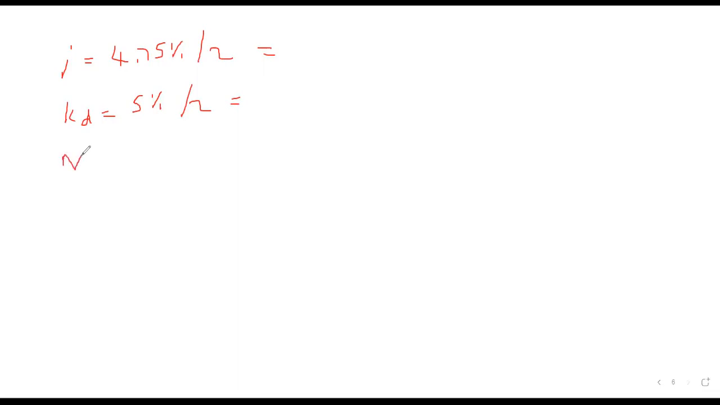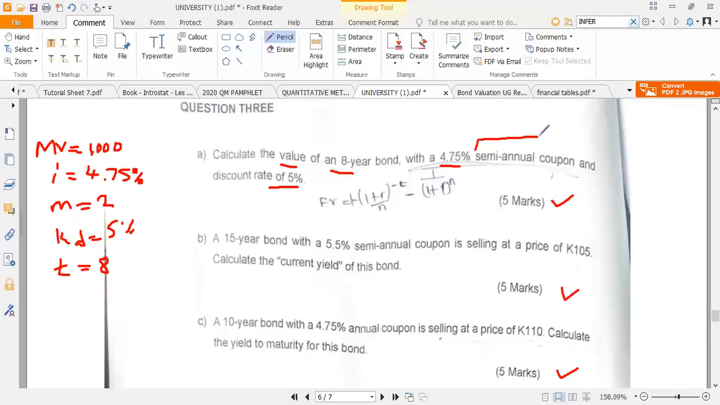Sorry to cut you short. Why are we dividing by 2 again? Because it's a semi-annual bond. If it was an annual bond, we would not have divided. Remember, semi means 2. So in the question, you can see that this is semi-annual, M is 2. Is that clear? Yes, it is.